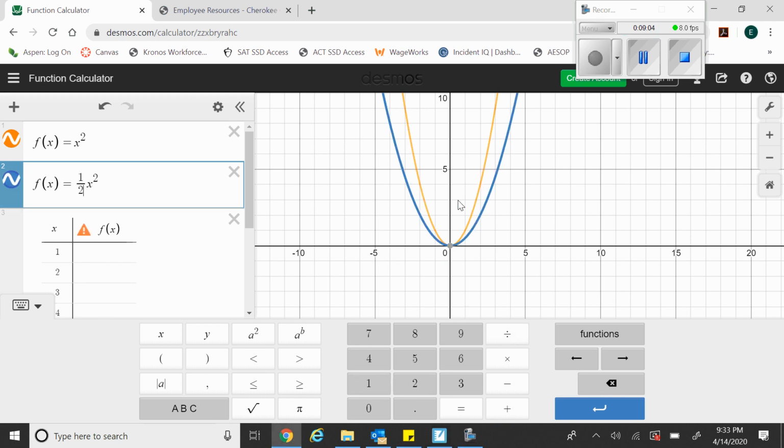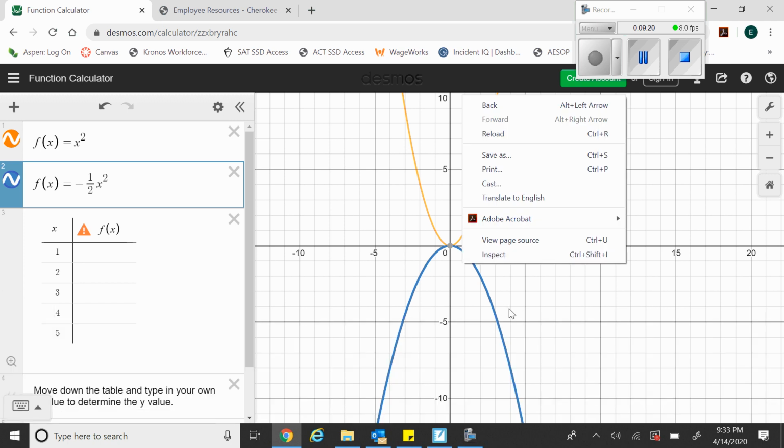So when it was 1/2, we said the points on the orange graph got shoved down. It was a vertical shrink. So the 1/2 gives it a vertical shrink. But when you put a negative in front, that vertical shrink still applies, but it also is reflected. So you have to write two things when it's a negative and a number.